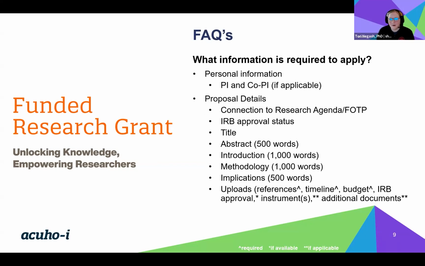So what information is required to apply? Well, you're going to start with personal information. If you're the primary investigator, you'll be able to select that, and it'll pull in your information from your profile within the ACUHO-I portal. If you have a co-PI or more than one co-PI, you can select that and provide their information as well.